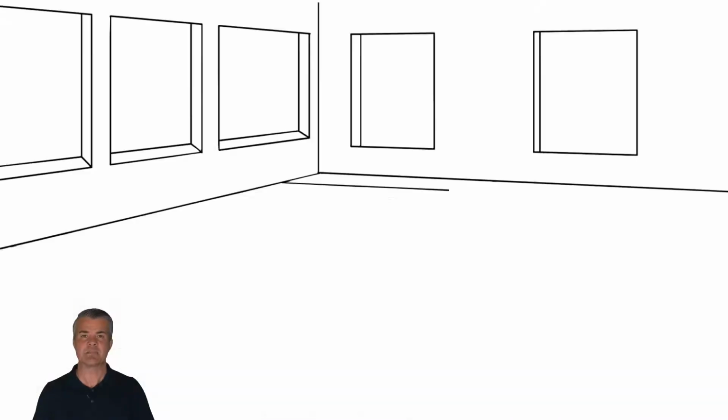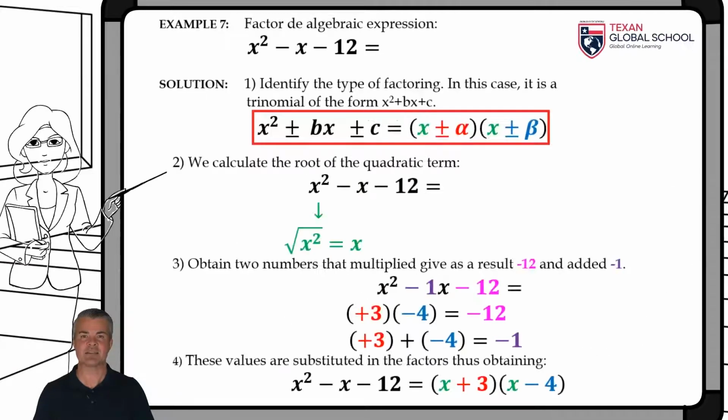In the following example, we will factor x squared minus x minus 12. We then see that the first term of each factor is x. We then look for two numbers that multiplied give negative 12 and added give negative 1. The combination of numbers that gives us these results is positive 3 and negative 4. We place those values in the factors. In this way, we obtain that the factors are x plus 3 times x minus 4.